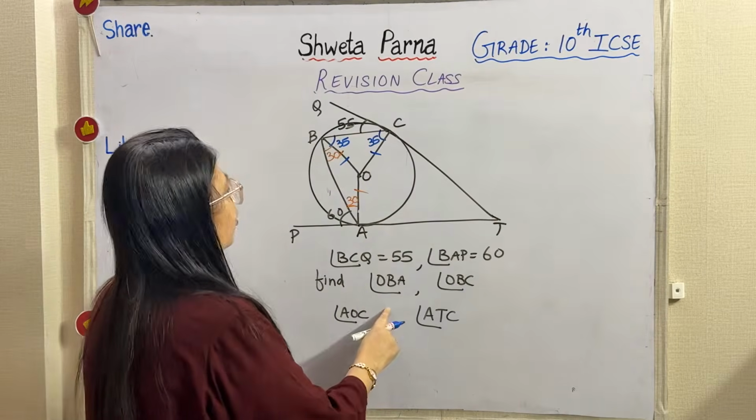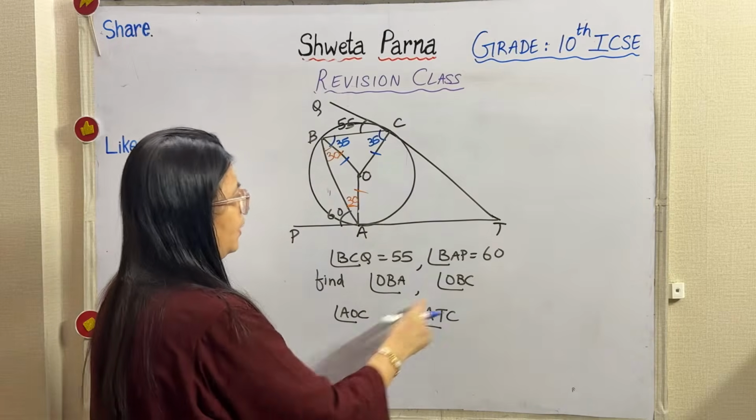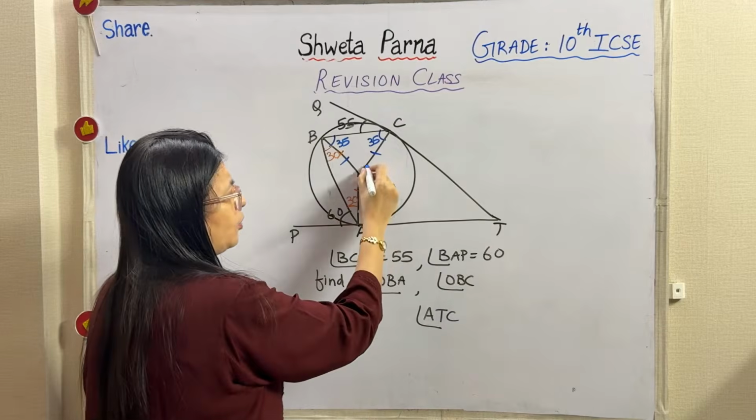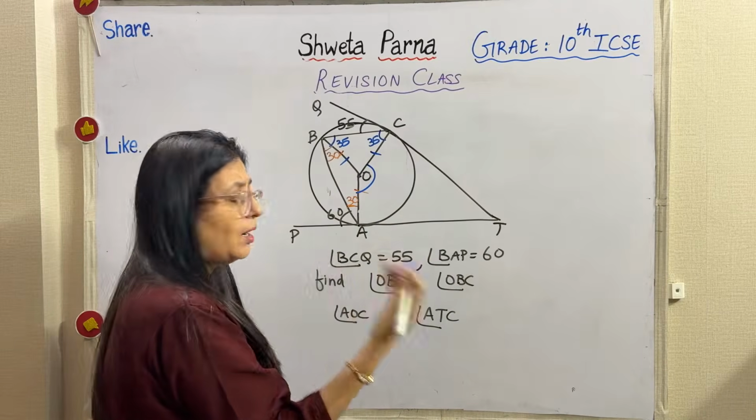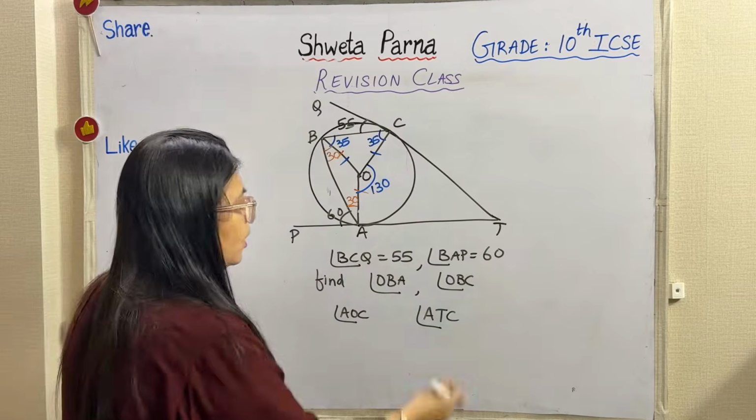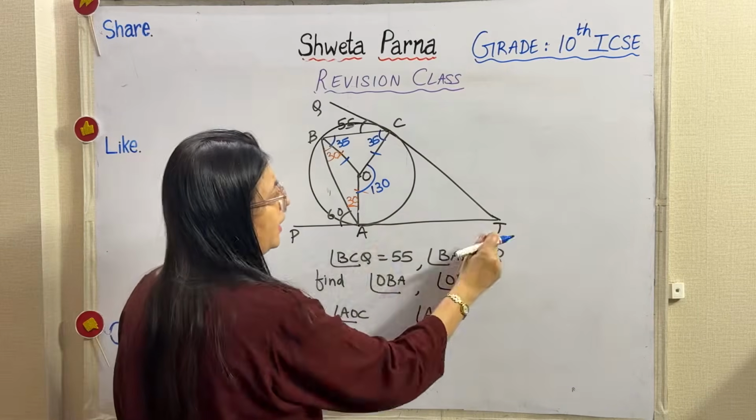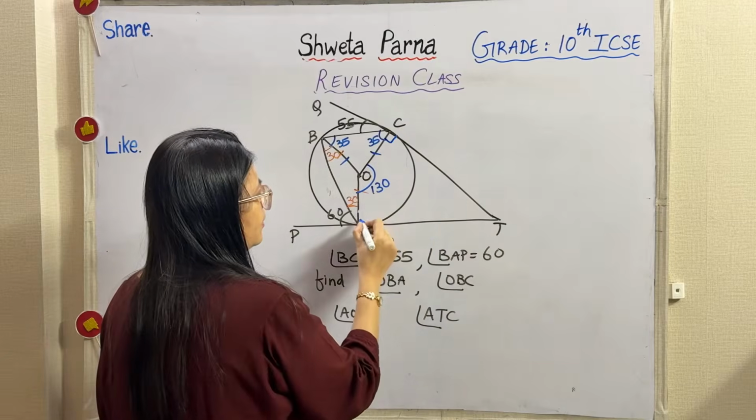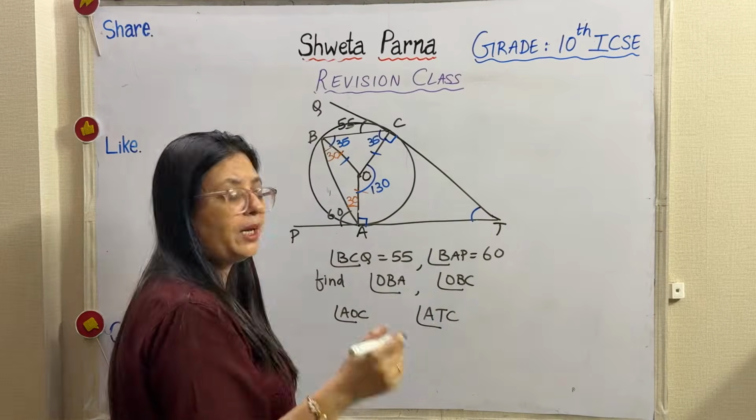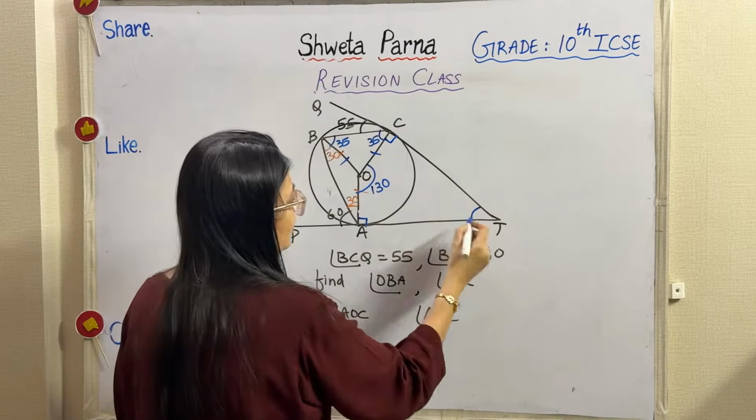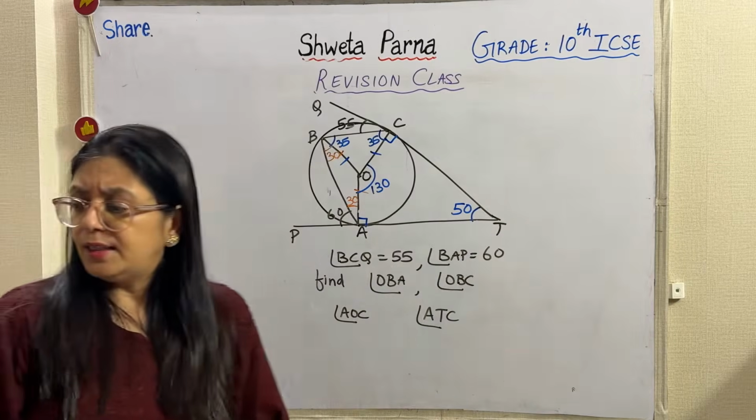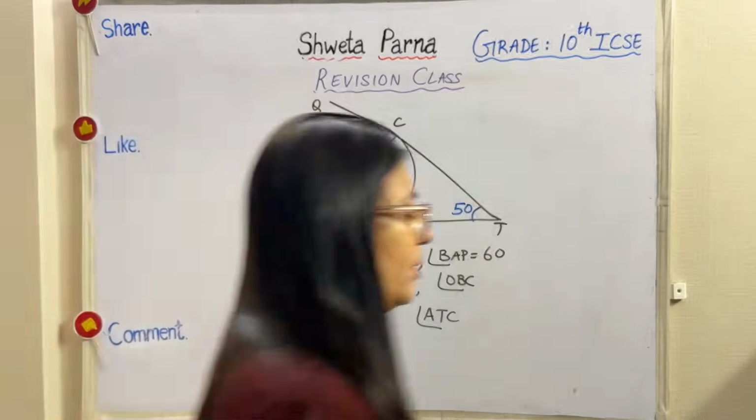Okay. Now you got OBA, you got OBC. Now AOC. This entire angle is 65, so AOC would be double of it, which is 130 degree. Now you have to find ATC. This is 90, this is 90. So the sum of all these four angles should be equal to 360. So this angle would be 50 degree. Clear? Yes? Shall we move ahead?